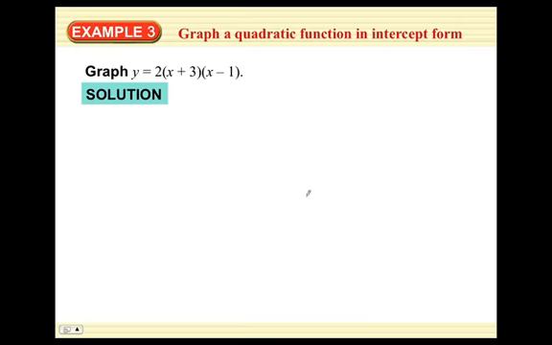Alright, so let's use it here. Graph this thing right here. Well, very first thing before I graph, find the vertex, find the axis of symmetry. So you just have to remember, oh, this is intercept form. It shows you your intercepts. So what are our intercepts? The intercepts are, where does it cross the x-axis? What do you think?